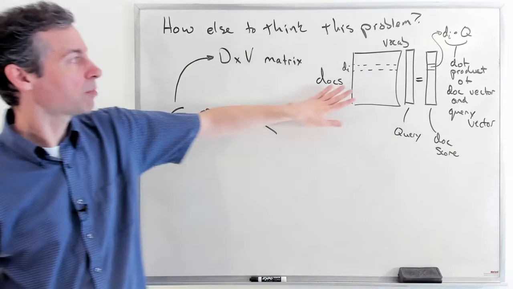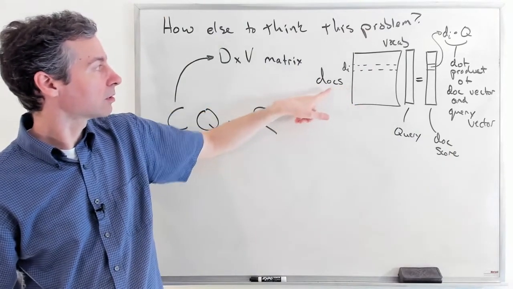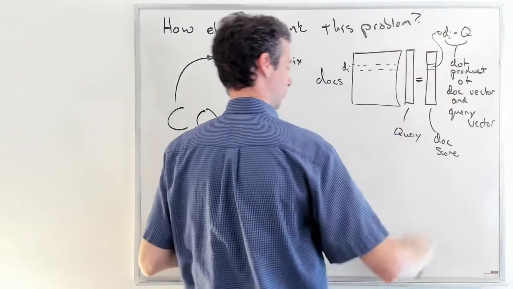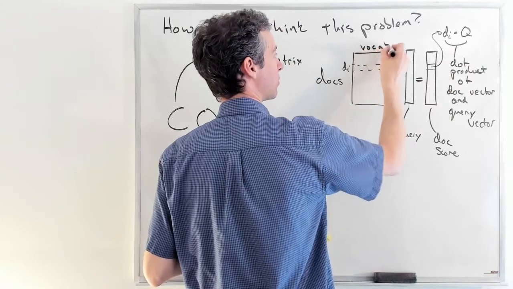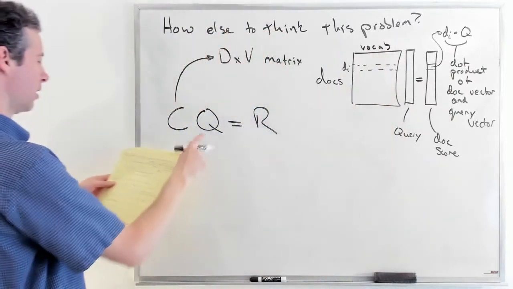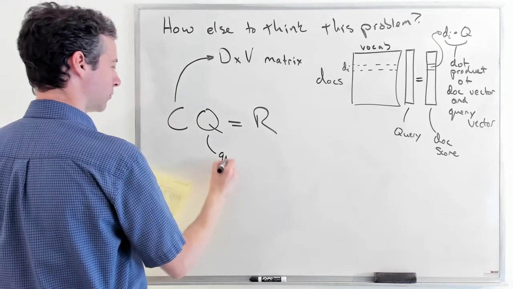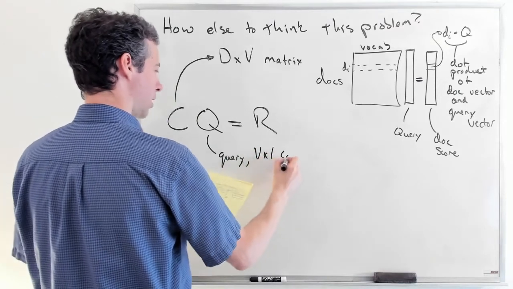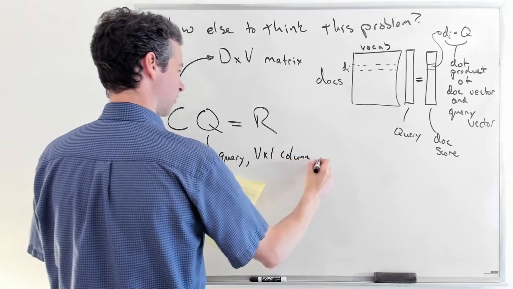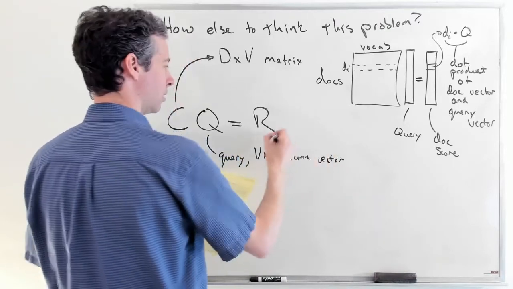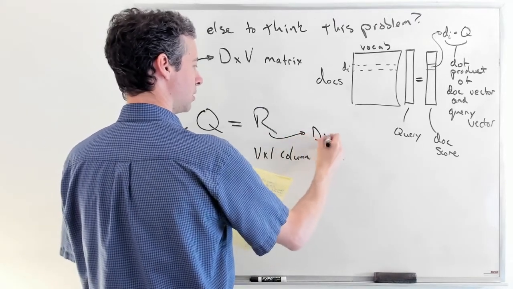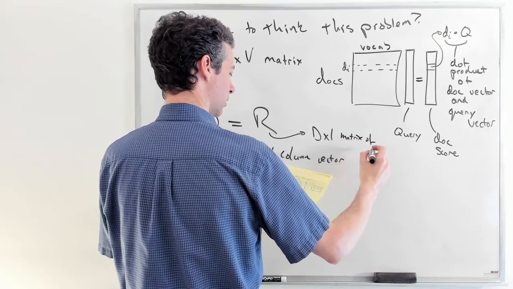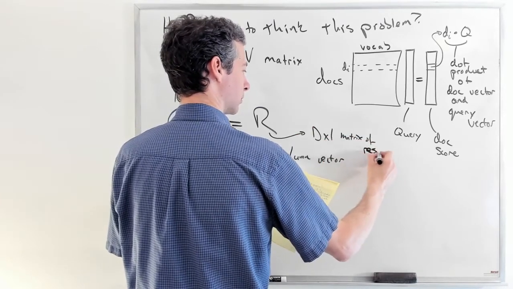Okay, so this is the basic notion of retrieval. This is our documents by vocabulary matrix, our document by word matrix. This is our query, which is a V times 1 column vector. And our results end up being a D by 1 matrix of results, or again, another vector.